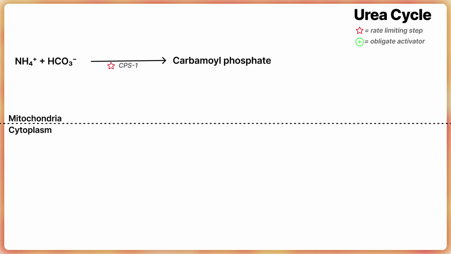Another high-yield point to remember is that CPS-1 requires an obligate activator called N-acetylglutamate in order to function. This means that without NAG, CPS-1 would be unable to convert ammonia into carbamoyl phosphate. Next, carbamoyl phosphate is converted to citrulline. I'll discuss the enzyme responsible for this step later in the video, but for now, just remember that this step forms citrulline. Remember, at this stage, we are still in the mitochondria, but once citrulline is formed, it crosses the mitochondrial membrane and enters into the cytoplasm, where it is further metabolized into arginosuccinate.